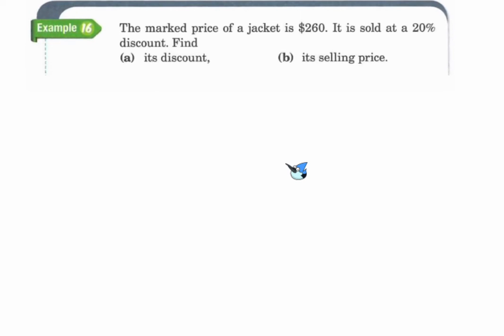So just pay attention to what the problem is asking you, because sometimes people will not tell me the discount, they'll tell me the selling price and kind of flip them around.